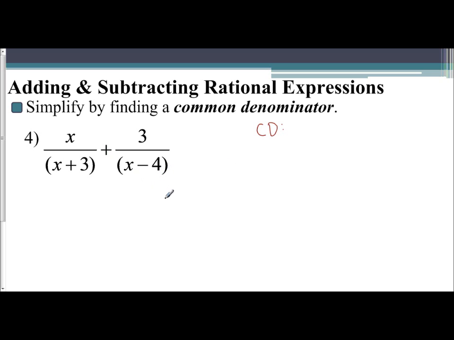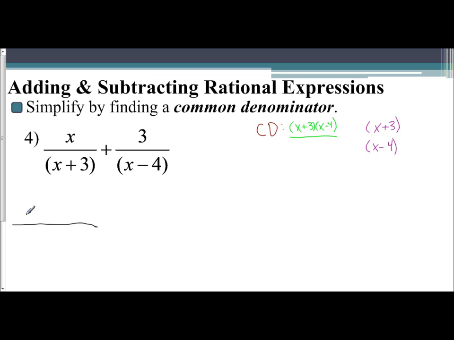So in finding the common denominator, that is the factors. This factor is x plus 3. The other factor is x minus 4. You can't break them down any further. So what do they have in common? Well, nothing. You can't say they have an x in common because that x is part of the factor. So they have nothing in common. So you write down what remains. Well, what remains is the x plus 3 and the x minus 4. So that is your common denominator. That is what I want.